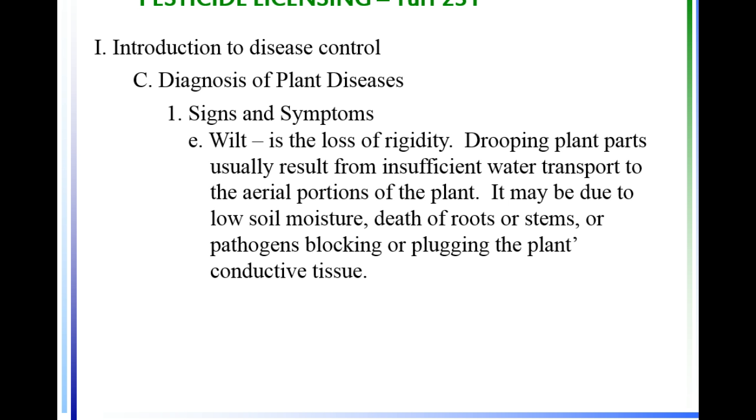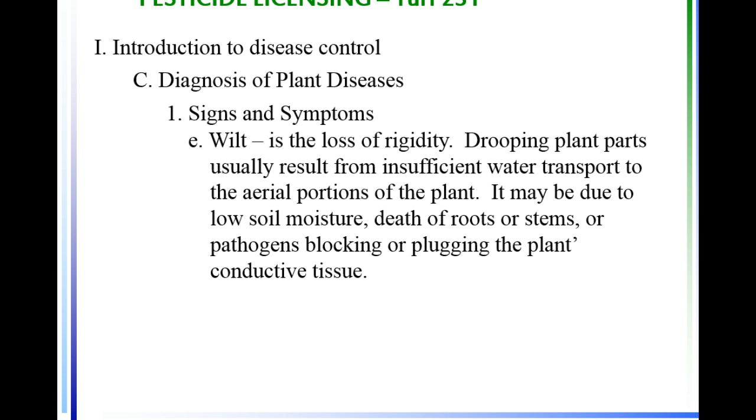And then the last symptom I'm going to talk about is wilt. Basically that's when the plant loses water, so the plant isn't going to be standing upright. It's going to be bending over, with drooping plant parts. They say here that wilt is a loss of rigidity. So the plant is not going to have enough water transport to the upper portions.